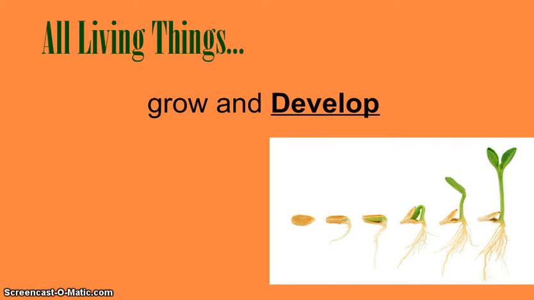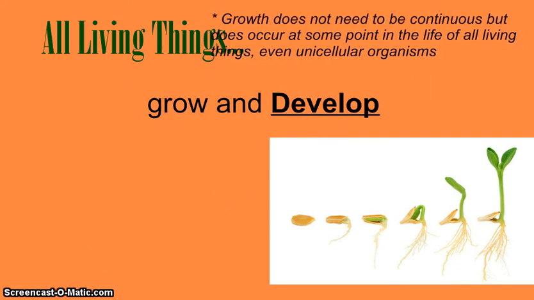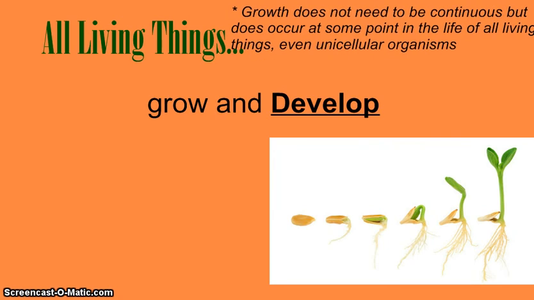The third circle you'll be filling in is all living things grow and develop. We all understand what grow means. Grow is going to be changing in physical size, although growth does not need to be continuous, but does occur at some point in the life of all living things, even in unicellular organisms. The easier part to see for some things is the development piece. Develop means to mature over time, and you see the picture there.